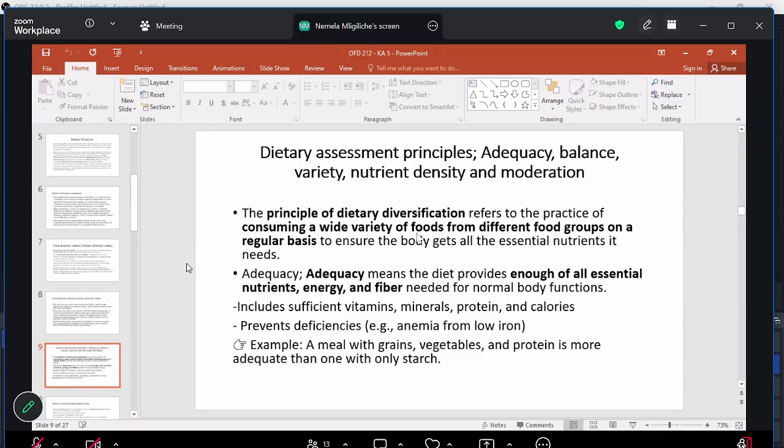Then you are going to eat your ugali with vegetables, maybe green leafy vegetables like amaranth. And then you are going to have a source of protein, maybe a small portion of red meat. And then you are going to have a fruit, maybe an orange. So all these different food groups eaten together in this one meal give us adequacy. It will be enough to provide all the essential nutrients needed. So this is the meaning of adequacy.